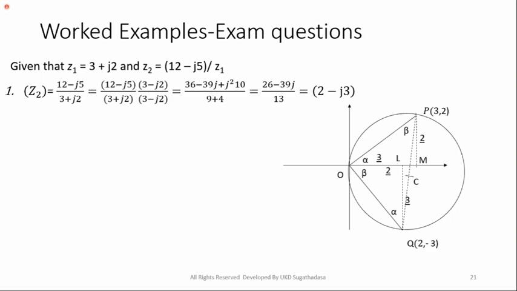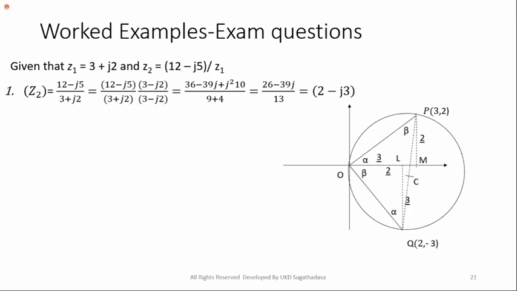Now you can plot the points on the Argand diagram. Z1 is 3, 2. You see the point P up there. And the point Q represents Z2, that is 2, minus 3.